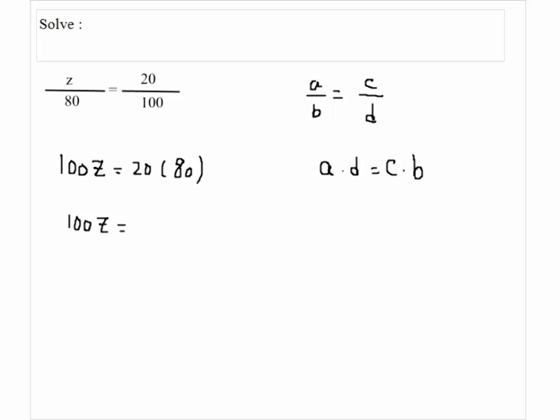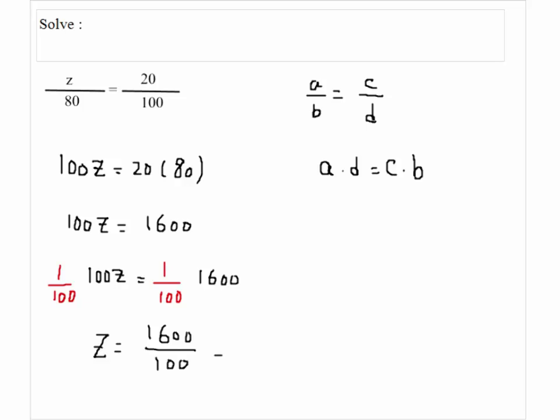So we have 100z is equal to 1600. To solve for z, we can multiply both sides of the equation by the reciprocal of 100, which is 1 over 100. Or you can look at it as dividing both sides by 100. And that would give me 1/100 times 100 is 1. 1 times z is equal to 1600 over 100, which is equal to 16.